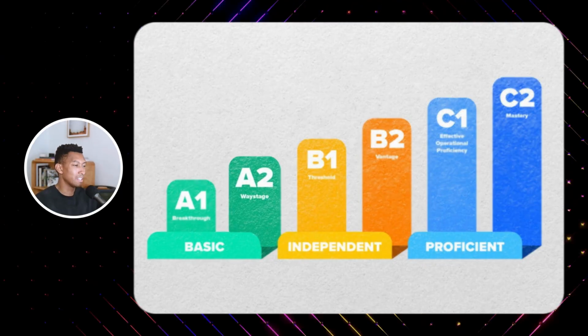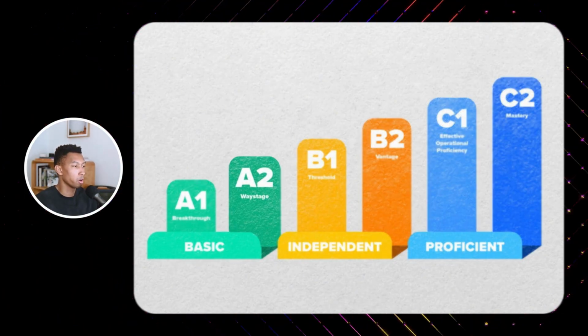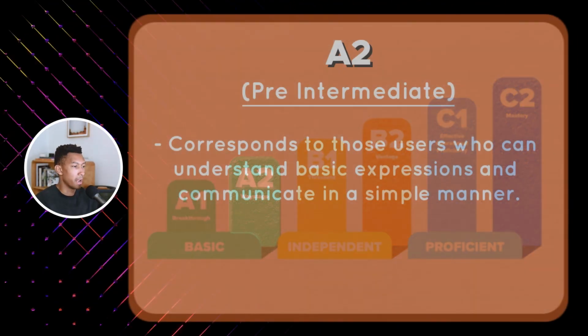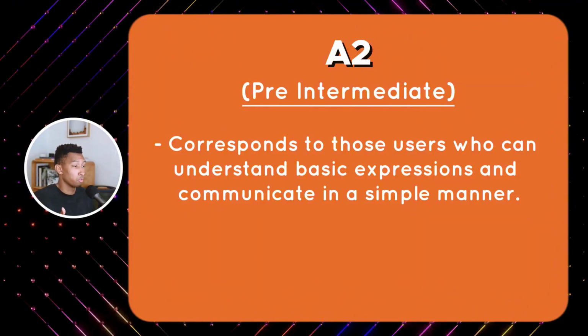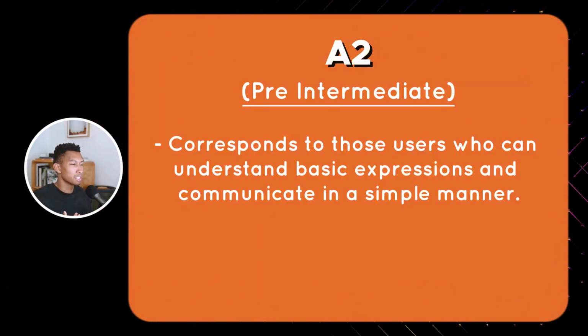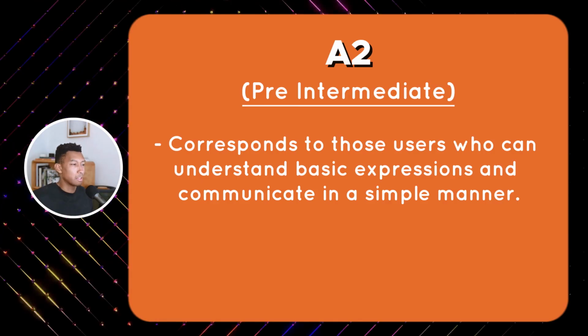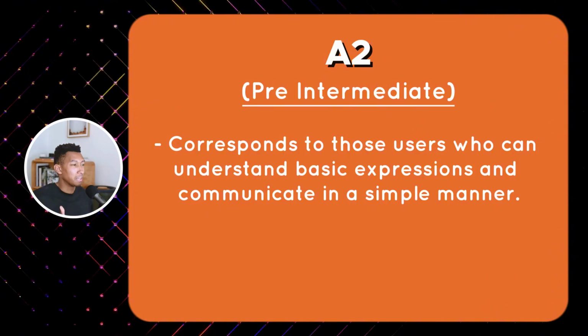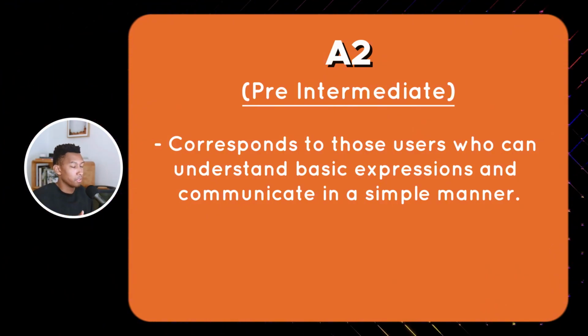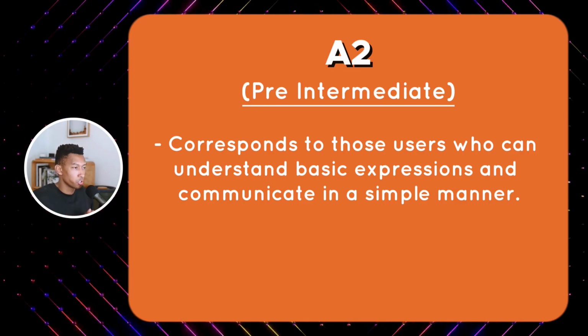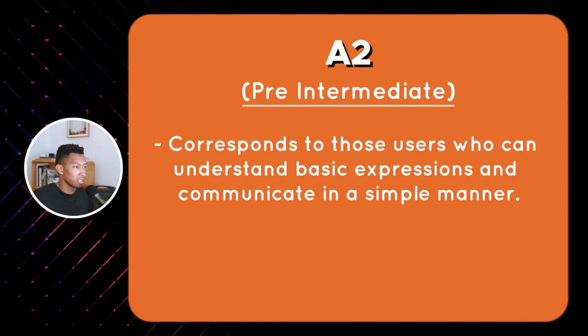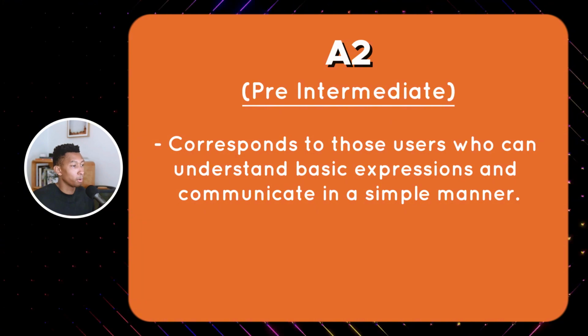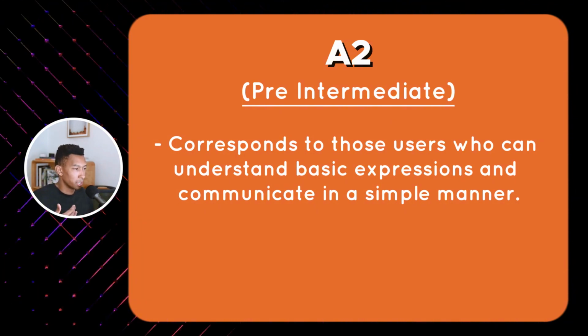Next is the A2 level of English, which we would call pre-intermediate. Now, if you're at the A2 level of English, that means you can understand basic expressions and you can also communicate them in a very simple way. This could mean ordering food at a restaurant or asking for directions and giving directions to someone who asks you. This would describe you if you're at the pre-intermediate level.